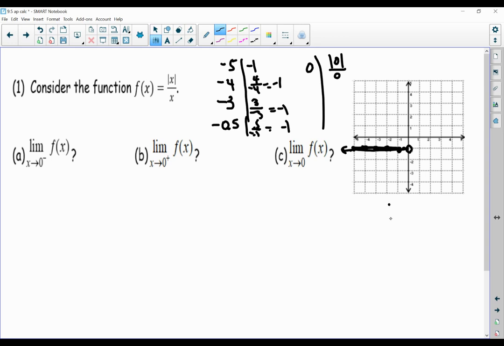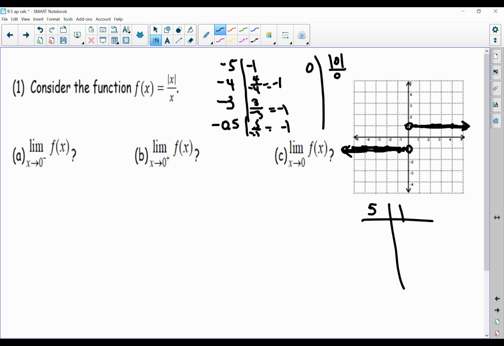Now, if I look at the right-hand side here, if I plug in something like 5, I end up with a +1 because 5 divided by 5 is 1. 4 divided by 4 is 1. 3 divided by 3, 2, 1, 0.5, 0.1. It's always going to give me 1. But again, as soon as I get close to 0, I end up with an undefined spot in the graph. So I end up getting a graph that looks like this. I call it the step stool. It's like 2 baby steps, and that's it.